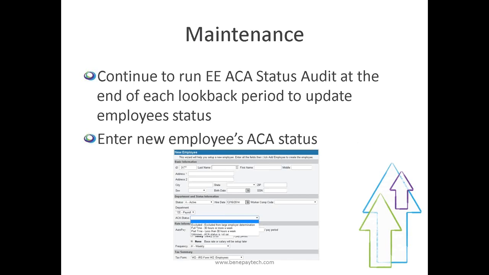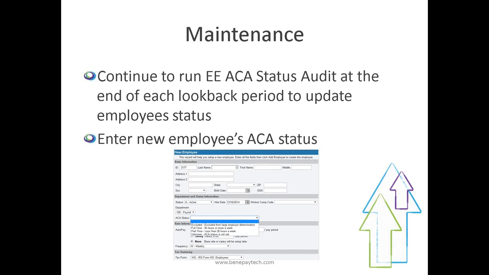Now, the maintenance. After you've gone through this process, we've identified whether or not our employees are full-time or part-time. We ran through the bulk status update. Then we verified that with the audit. And we've run the report to determine whether or not we're an applicable large employer. Then on an ongoing basis for maintenance, you'll need to run the employee ACA status audit at the end of each look-back period, and then update each employee's status, if it has changed.